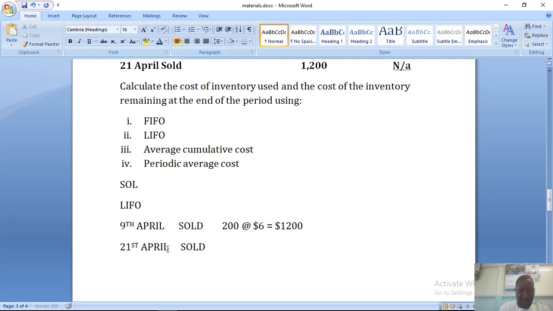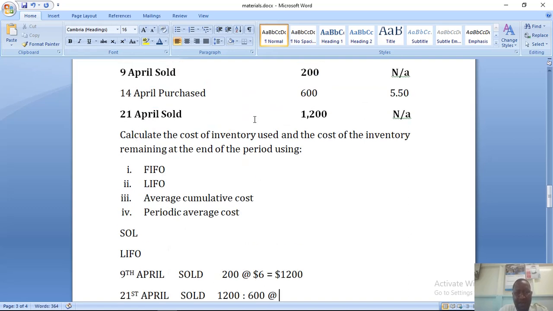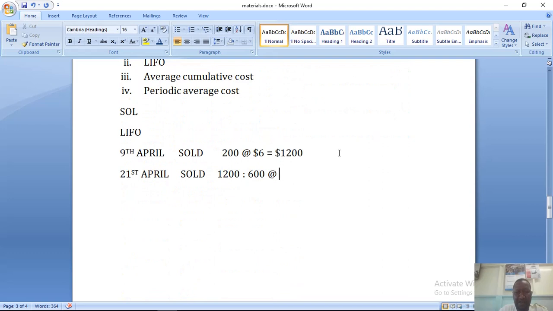So like this, the issue on the 21st of April. We are selling a total of 1,200 units, but these will be issued as follows. First, the 600 units, which is the latest consignment, will be issued at that price. So 600 units will be issued at $5.5. How much will be the cost? Issued at 5.5, the cost should be $3,300.